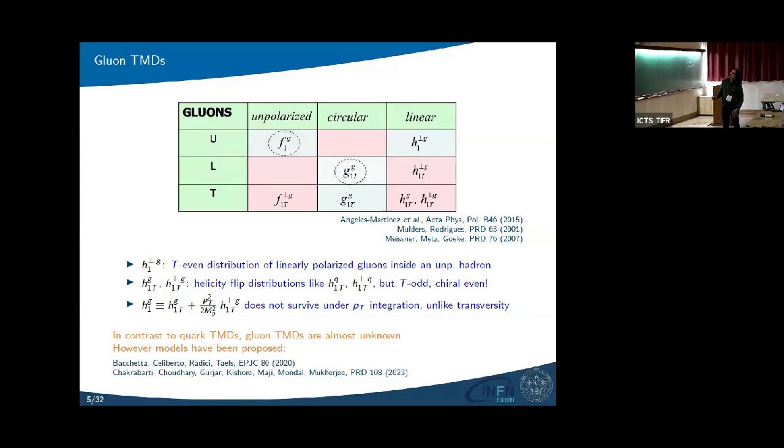So the unpolarized distribution and the helicity distribution. Very important, in an unpolarized proton, I can have a distribution of unpolarized gluons, but also a distribution of linearly polarized gluons. So this in principle can be different from zero, even if the proton is unpolarized. These other distributions, H1T and H1T perp, are helicity flip distributions. All the ones denoted with H are like that. I will come back to that later. And these are T-odd, but chiral even, being from gluons.